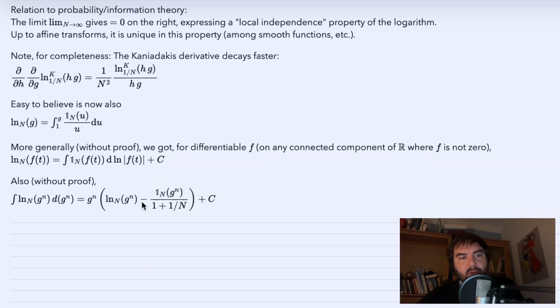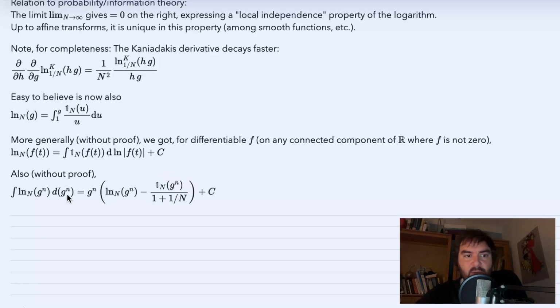And finally, I've also written down some standard integrals. So, the logarithm is, we know what the derivative is, so we can define it as this integral over 1 over u. If you have not taken the limit n to infinity, then it looks like this. Or more generally, you have this relationship.